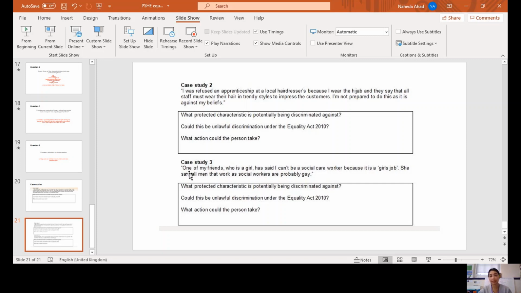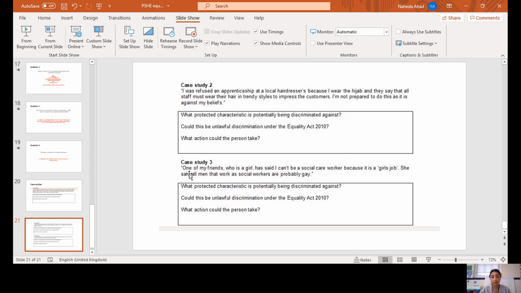This person is Muslim, and they are being discriminated against because of their religion, which is obviously not showing equality, and therefore their protected characteristic here is broken. So that one is religion, race or religion for number 1. Number 2, could this be unlawful discrimination under the Equality Act 2010? And it can be, it is discrimination against somebody's beliefs and what they worship. So that is definitely discrimination.